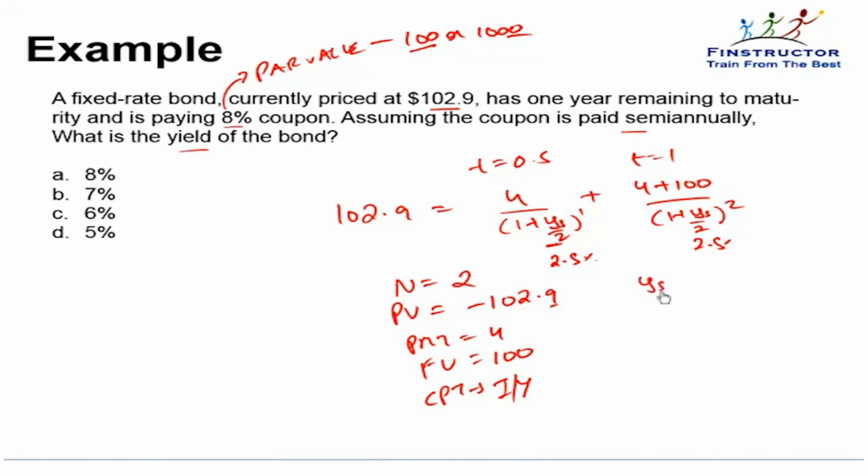That is, y by 2 is equal to 2.5%, or the annualized semi-annually compounded yield would be 2 into 2.5, that is 5%. Remember, rates are annualized. Compounding may be annual, semi-annual, quarterly, or anything. That gives us the answer.